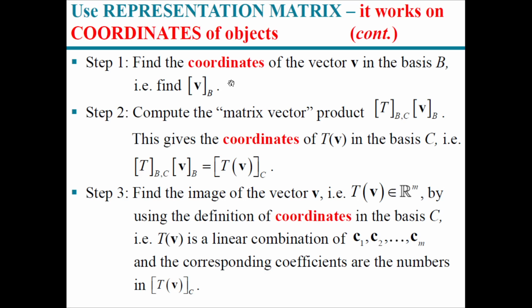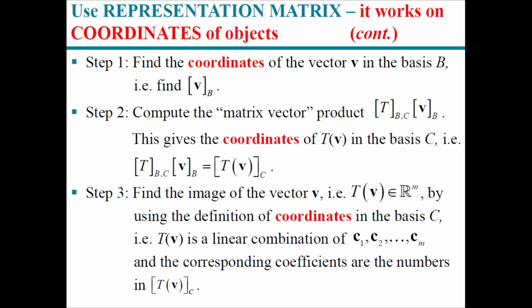Then, once you have those coordinates, you compute the matrix-vector product between the representation matrix that works on coordinates and the coordinates of vector V in basis B. So, coordinates of the input in B. Do the product. What you're going to get is the coordinates of the image TV in the basis C. Because this works on coordinates, it multiplies the coordinates of the input in basis B and gives you as output the coordinates in basis C of the image that you're looking for.